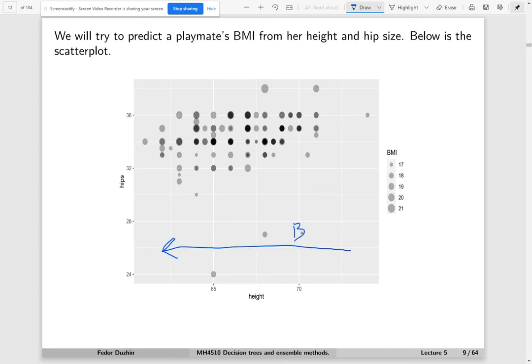So from right to left, body mass index is going to increase, and body mass index is going to increase if the hip size is increasing, right? Because the hip size increasing means that the weight is also increasing. So the hip size, from bottom to top, body mass index is also going to increase. And this is what we see here. So we see bigger dots on top, smaller dots on bottom, bigger dots on the left, and smaller dots on the right.